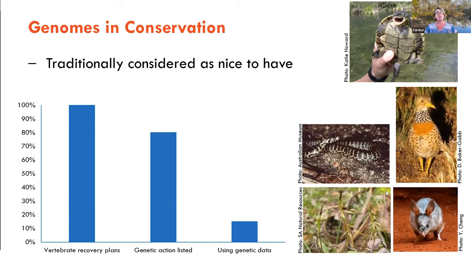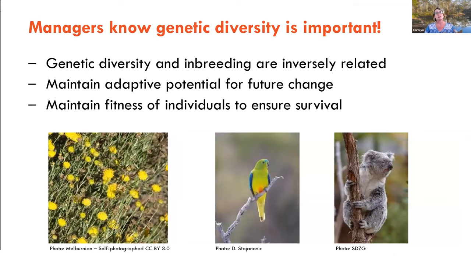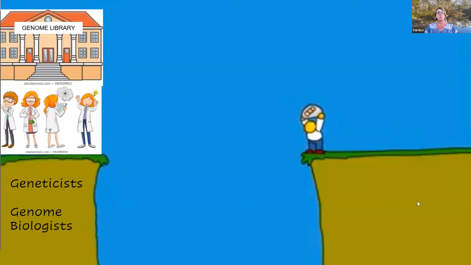And it's not because conservation managers don't know that genetic diversity is important. They know that there's a relationship between genetic diversity and inbreeding, that the more diversity a species has, the greater chance it has of adapting to future change. It also helps individuals maintain fitness to ensure their long-term survival. But what we came to realize is we ended up with this gap.